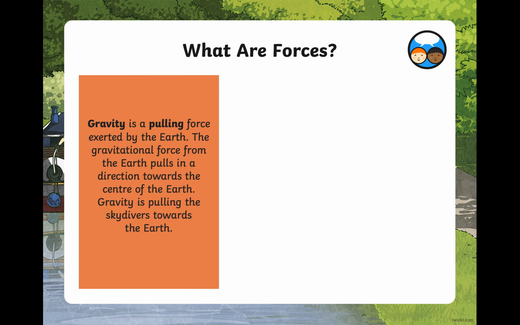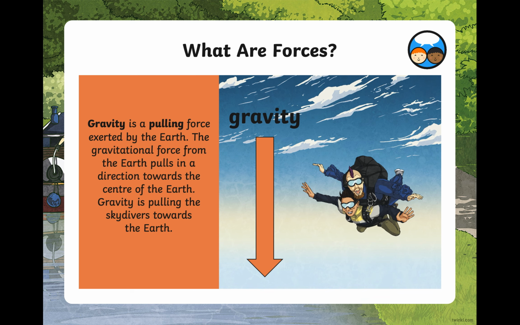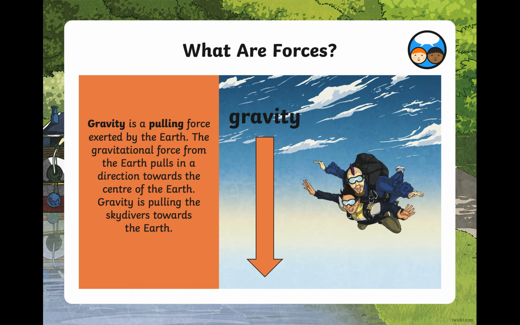Okay, so let's take a look at the force diagram for these two guys. The first thing we know is that gravity is pulling them downwards. Gravity is a pulling force exerted by the Earth. So the gravitational force from the Earth pulls in the direction towards the center of the Earth. Gravity is pulling the skydivers towards the ground.